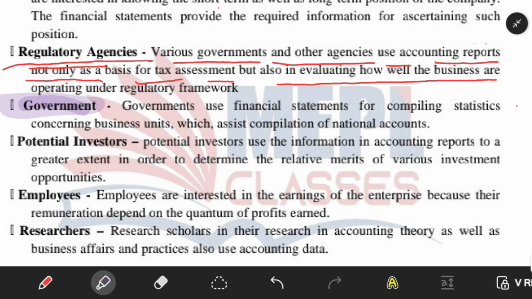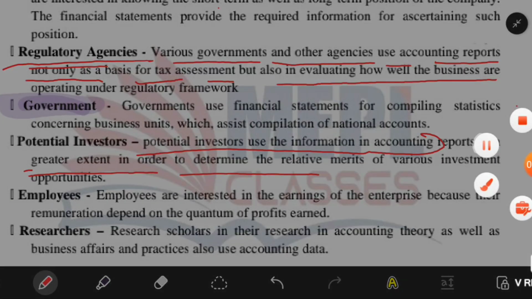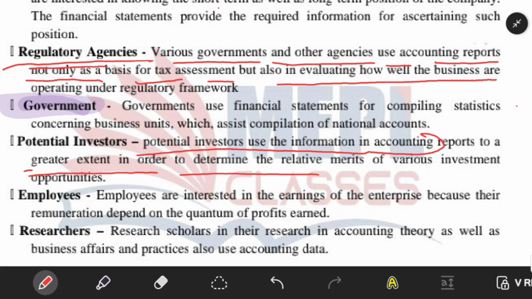Next is potential investors. Potential investors use the information in accounting reports to a greater extent in order to determine the relative merits of various investment opportunities. Potential investors are the people who are planning to invest in the business but have not yet done so. Before investing their money, they want to be sure that the company is financially strong and profitable. So they study the accounting reports to understand how much profit the company is making, what its financial position is, and whether the business is growing or not.